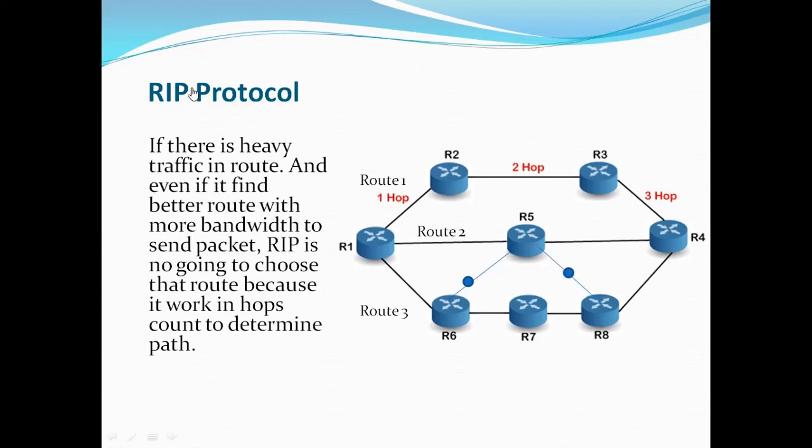Let's take another scenario. If there is heavy traffic in a route, you can see route 2 has heavy traffic here, and let's say route 1 has no traffic and has better bandwidth. Even in that case, router 1 is not going to choose route 1. It will only choose route 2 because it works on hop counts only to send the packets. So this is one of the disadvantages of the RIP protocol.